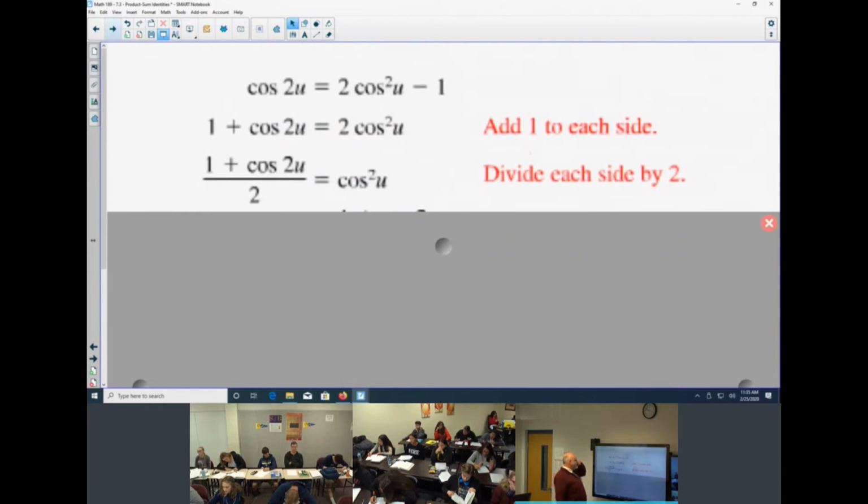Okay? So just to kind of show you, for example, where one comes from. Remember, this is one of our cosine 2u formulas. And so then if I subtract the 1 or add 1 and then divide by 2, then I get the power reducing formula. So it's a way to take the second power down to the first power. Now, I do want you to notice, though, that the angle is doubled.